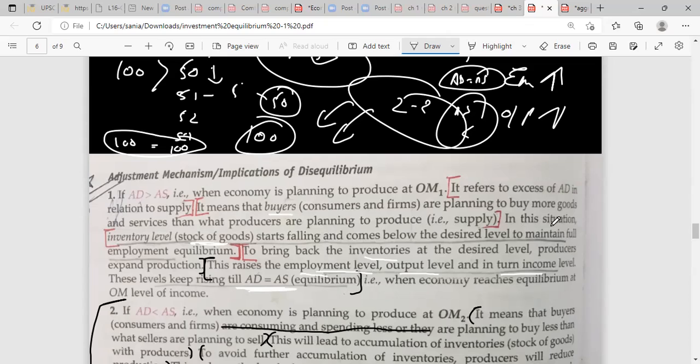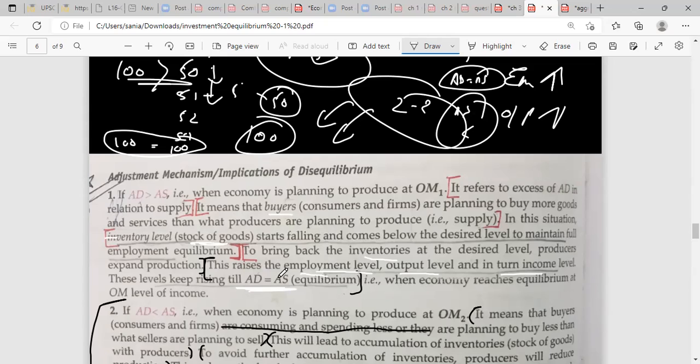Then you will write in this situation, inventory level, or instead of writing inventory level, you can write stock of goods starts falling and comes below the desired level to maintain full employment equilibrium. So now equilibrium is not maintained because it is coming down. So now you have to bring it to the normal position. So to bring back the inventories to the desired level, producers expand production. Producers will increase their production.